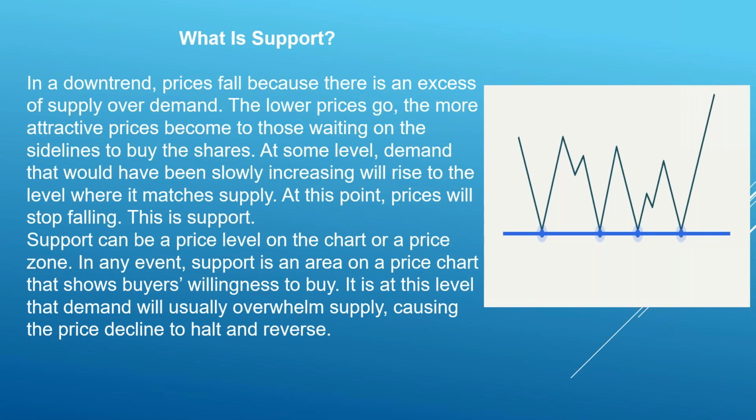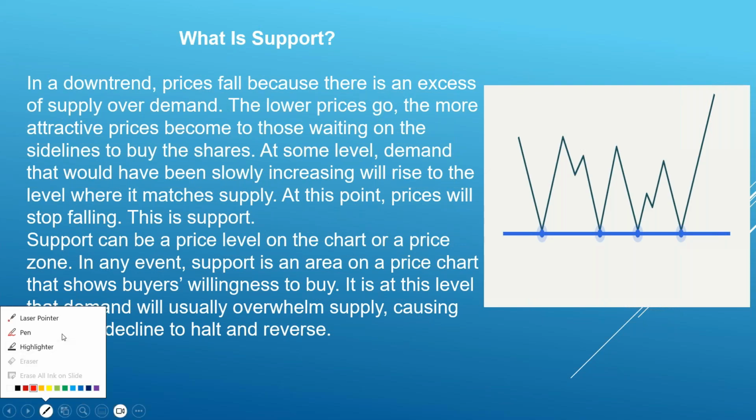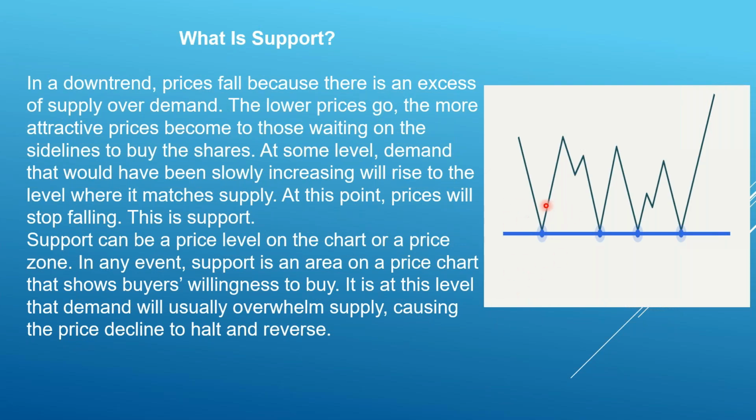What is support? As you can see in this picture, let me get my laser pointer. As you can see here, this is support. In a downtrend, prices fall because there is an excess of supply over demand, as we just mentioned. So the lower prices go, the more attractive prices become to those waiting on the sideline to buy the share or the metal or the currency. At some level, demand, which has been slowly increasing, will rise to the level where it matches supply.